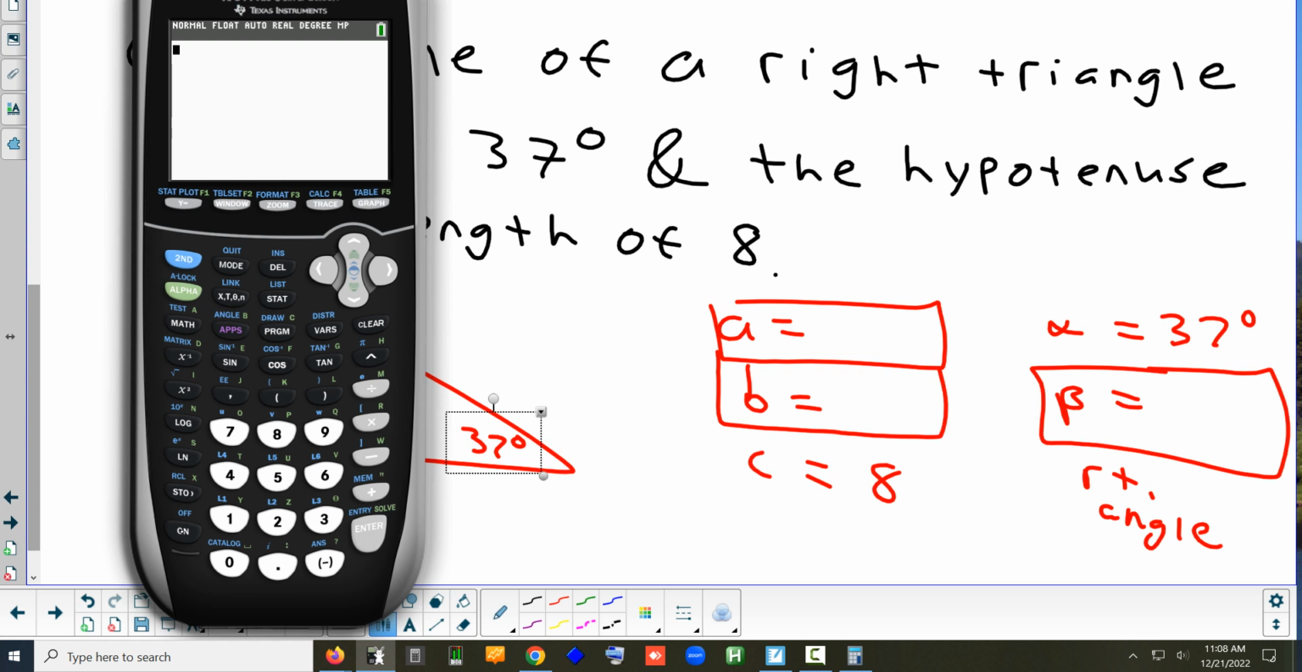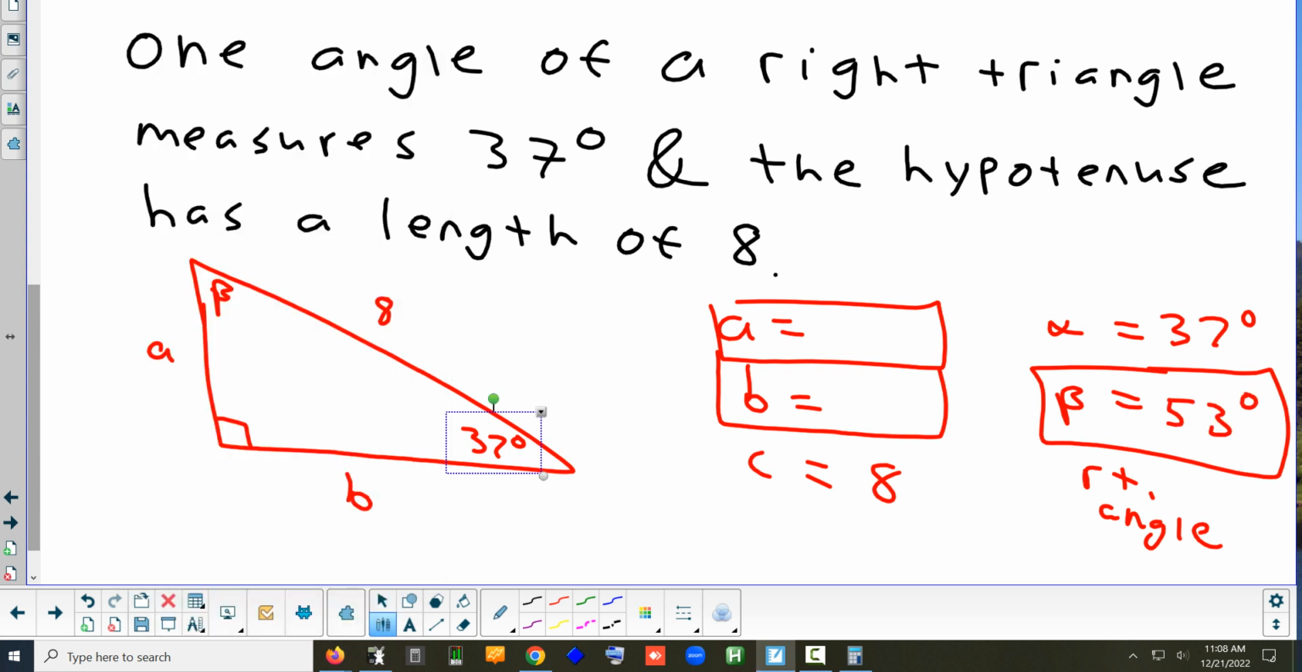So you could add 90 and 37 and subtract 180, or you could just subtract 37 from 90. It'd be the same. So let's just take 90 minus 37. So that means beta is 53. So that's one thing. Any question on how we got beta?